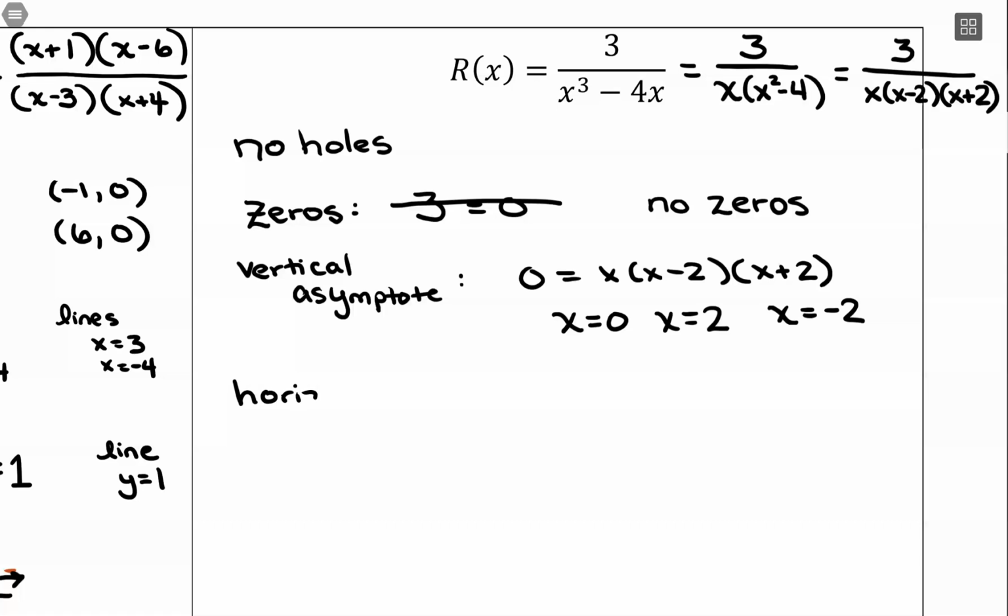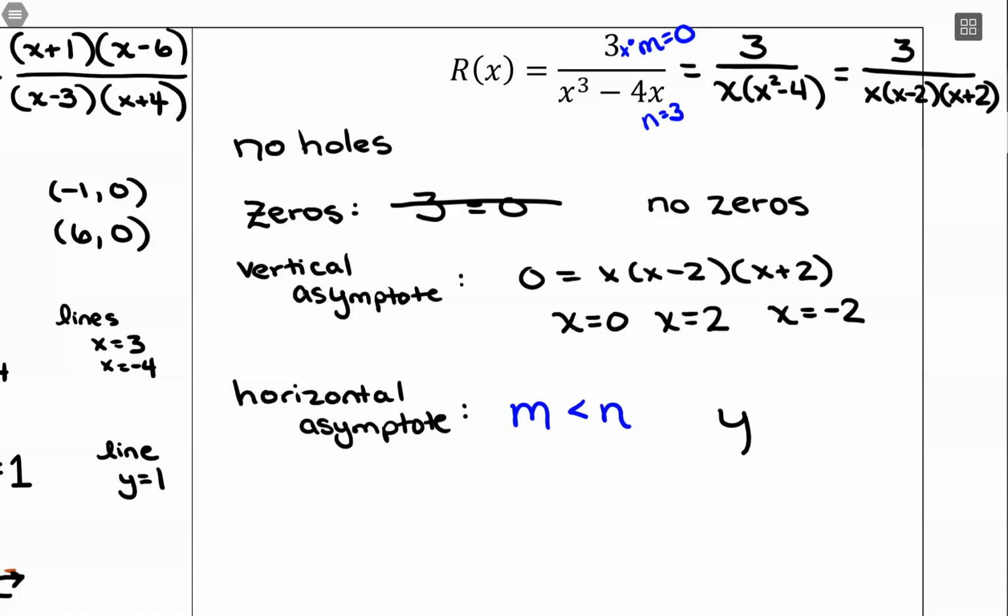Now for the horizontal asymptote, we need to compare the degree of the numerator and the denominator. So I'm going to go back to this unsimplified form here. In the numerator, this would have a degree of 0, because there's technically x to the 0 power there, which just turns into multiplying with 1. So we have m equals 0 and n equals 3. This is a case where m is smaller than n. And with that, we get a horizontal asymptote of just y equals 0.